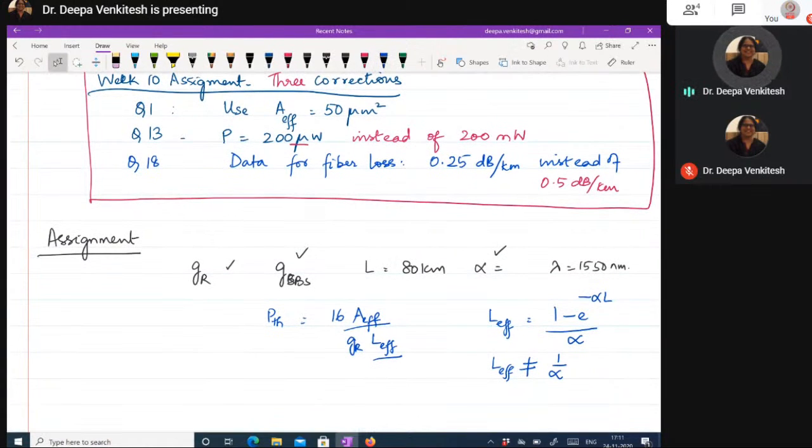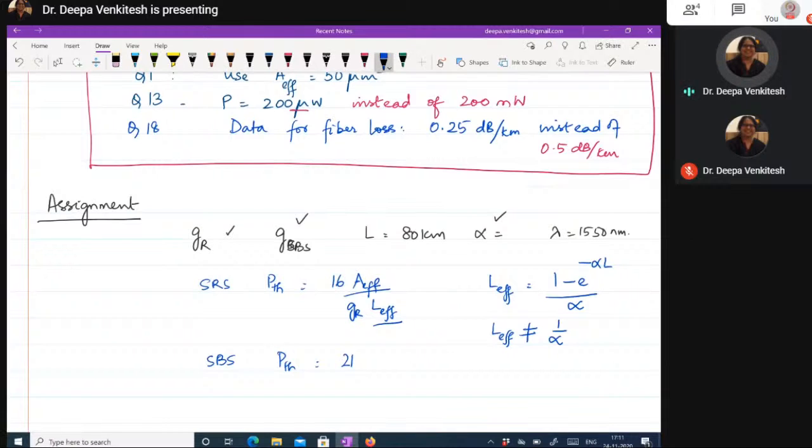In SBS threshold, the relation is slightly modified. We did not derive this, but let's just use it because that's going to help us find out the basic power levels of operation. So the formula is actually the same, but instead of 16, it becomes 21. That's all, right? So the first two questions are very straightforward.